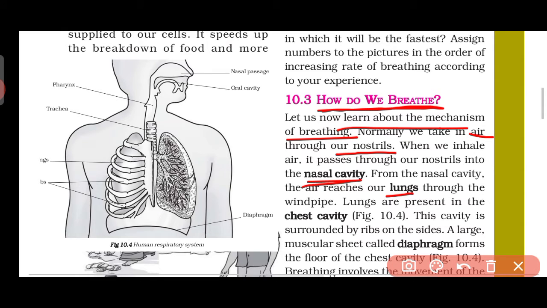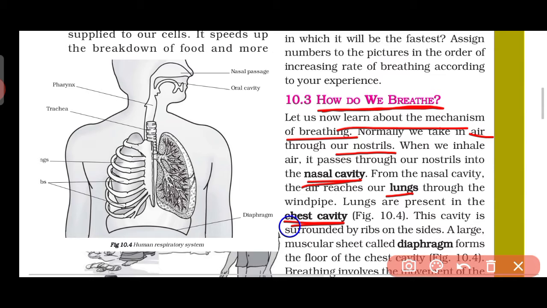Here you can see in the picture that the air is going through the nasal cavity, which we can imagine as a pipe. Through that pipe the air reaches the lungs. The lungs are present in the chest cavity. You can feel your chest, and inside that cavity the lungs are present. There is a pair of lungs, the left lung and the right lung.